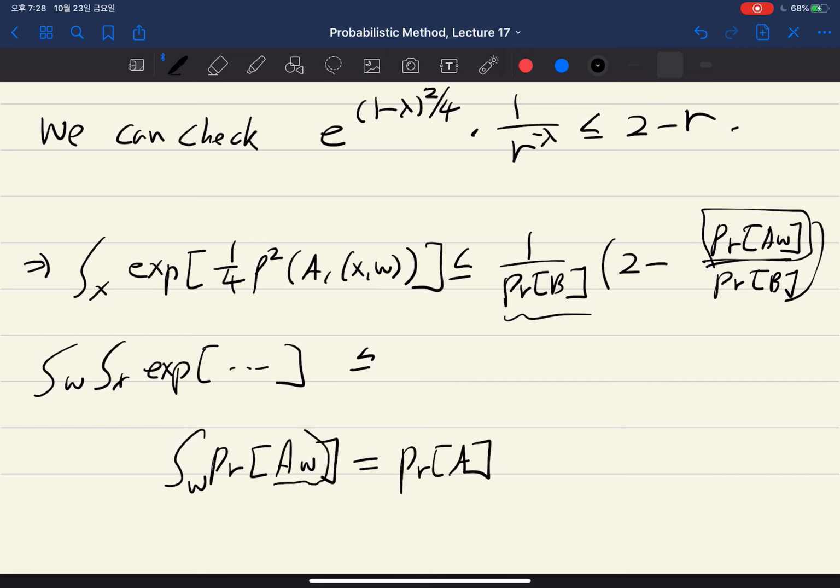Because for each w, A sub w is a section. You take the hyperplane obtained by fixing the last coordinate to be w, and you take the intersection of that hyperplane with A, then that's exactly this A sub w. And then you take the integration over the choice of w, and that yields the measure of A. So this is what we get.